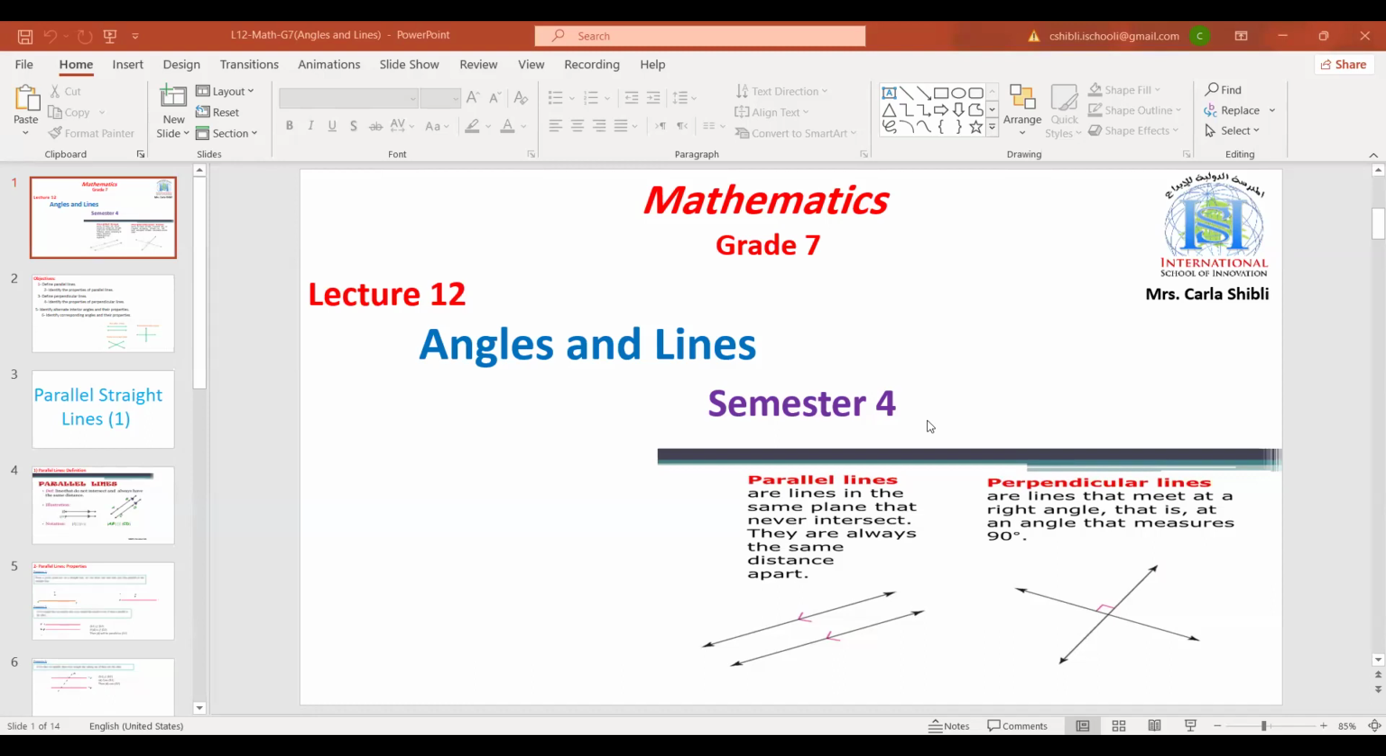This is our mathematics lecture 12, and the title of our lesson is Angles and Lines. What are the objectives of this lesson?